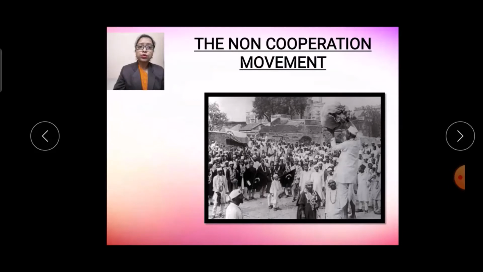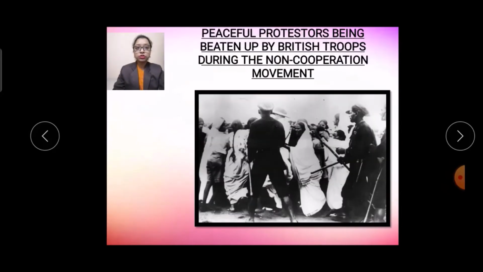Throughout the country, men, women and children sat on the streets and blocked them. They refused to rise or get up even when beaten by the police. Now let's see next, children. This picture is also given in your book. Here you can see peaceful protesters being beaten up by British troops during the non-cooperation movement. You can see how the British were beating the Indians because they sat on the streets and blocked them.